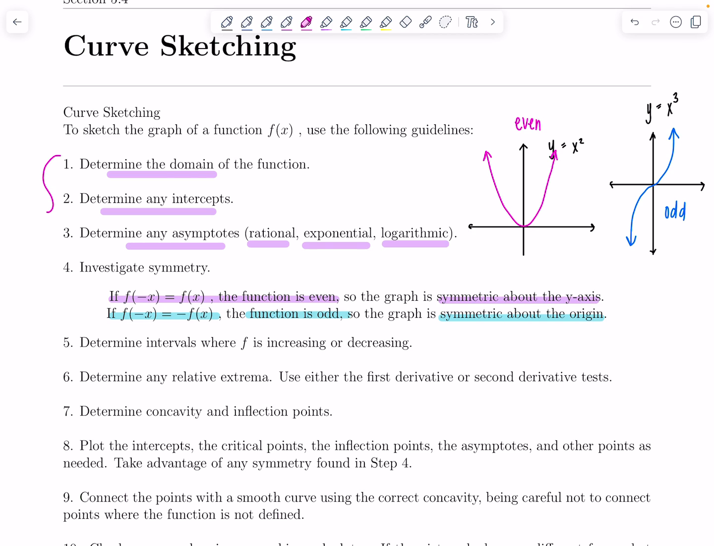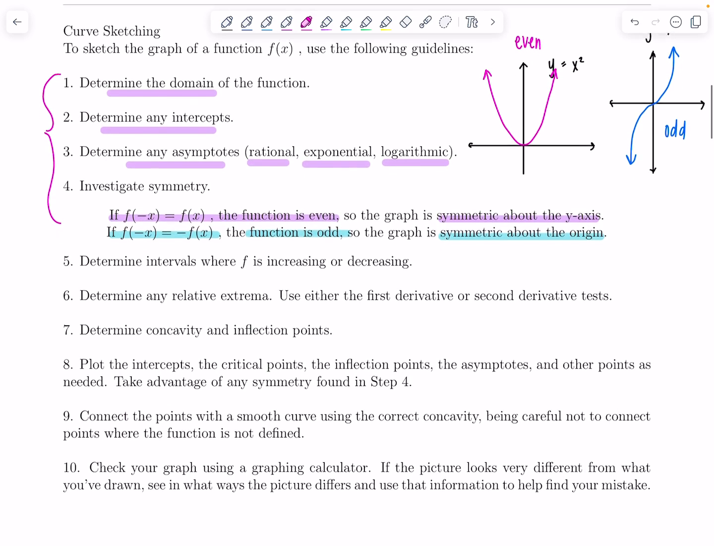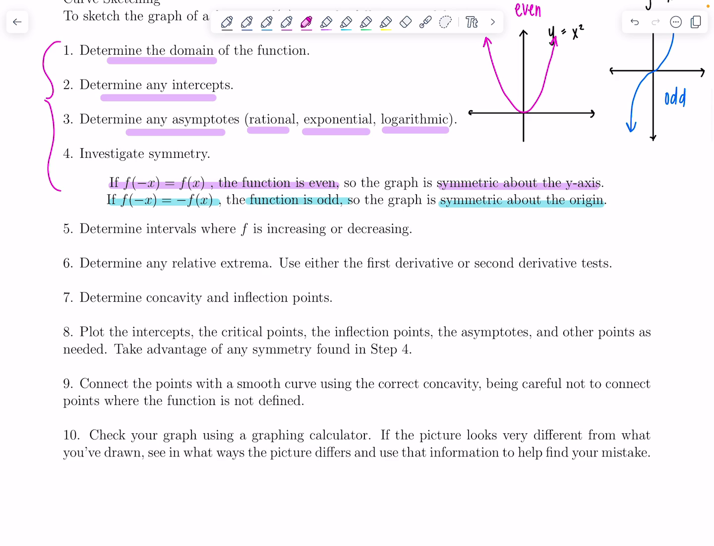So these topics basically are from before you started business calc. Now, the rest of the steps in curve sketching are the things that we've covered in this course together. So step 5, you want to determine the intervals where f is increasing or decreasing. In order to do that, you need to find f prime first, right? Then find your critical numbers. And then from there, you could figure out where the function is increasing and decreasing.